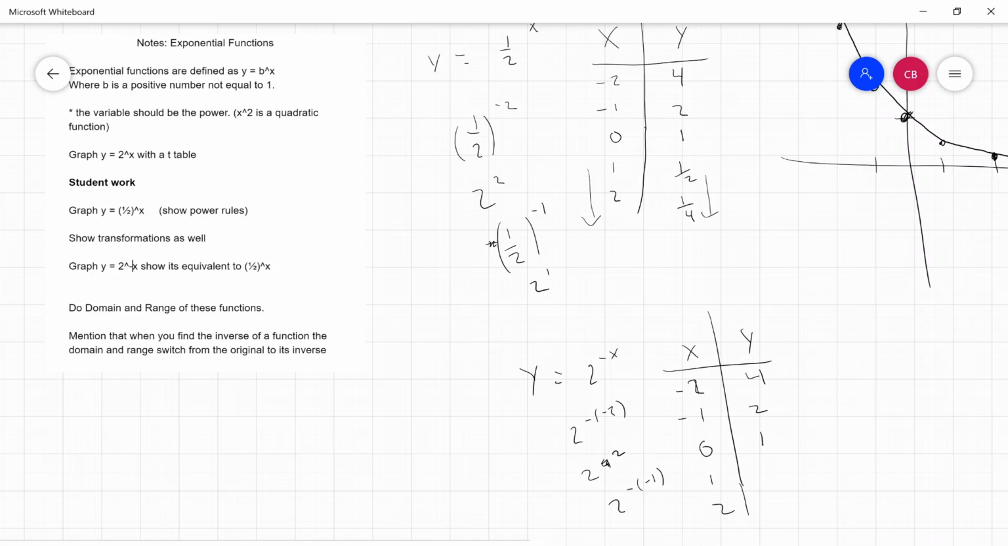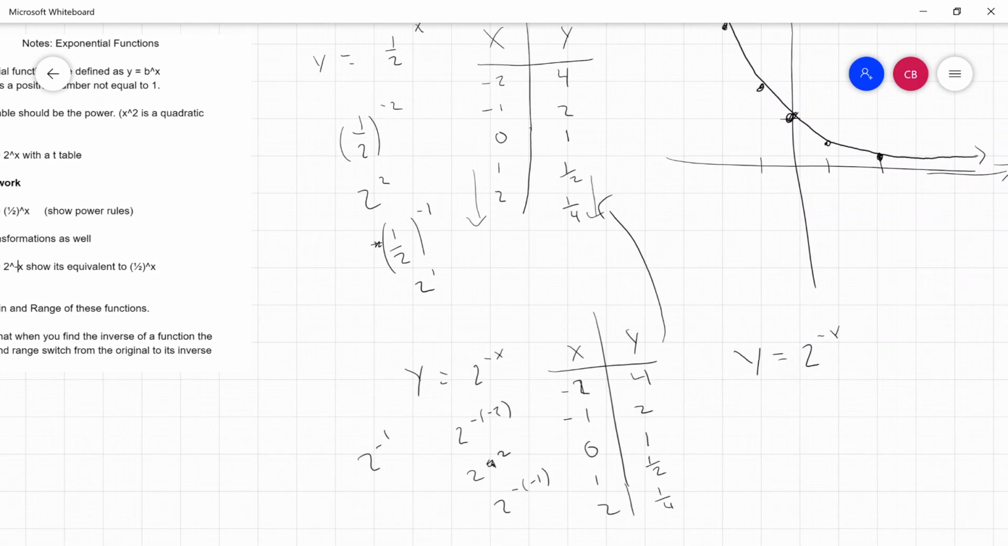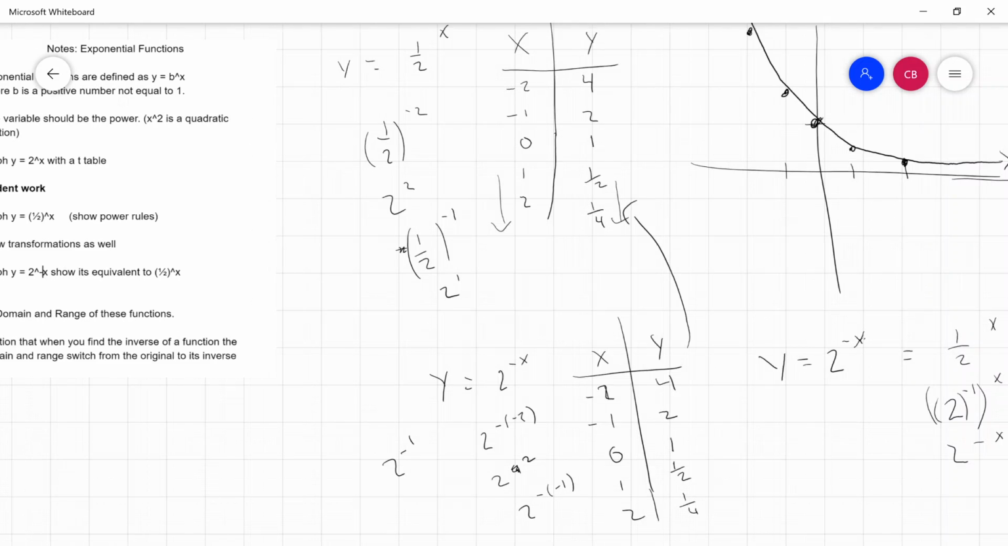And then if I do 1, 2 to the negative 1, it's 1/2. And then 2 to the negative 2 is going to be 1/4. And you see we got exactly the same numbers. And so we can say y equals 2 to the negative x is actually the exact same thing as (1/2) to the x. Now why is that? Because if I wanted to rewrite this, I could rewrite this as (2 to the negative 1) to the x. And then the power rules tell me that if I raise a power to a power, I have 2 to the negative x. So we can see that that happens.